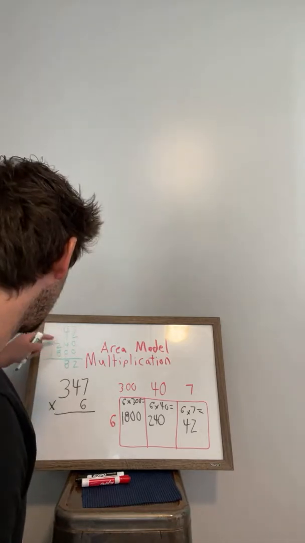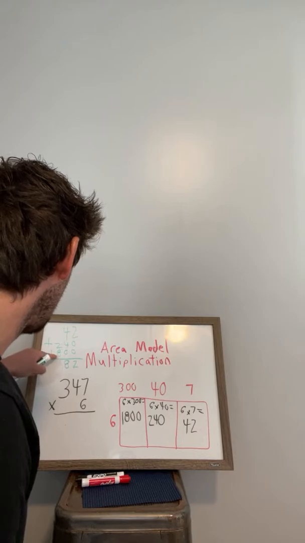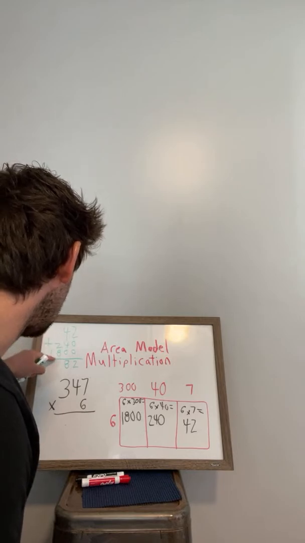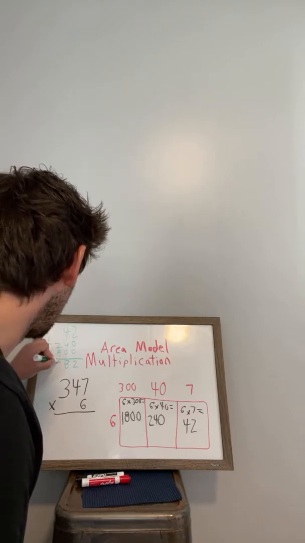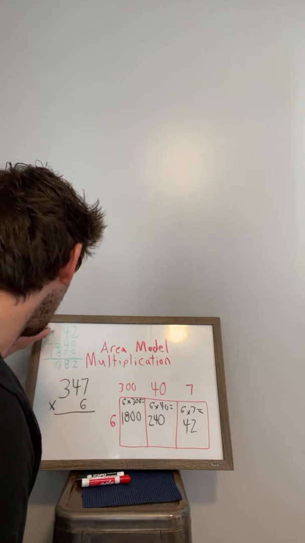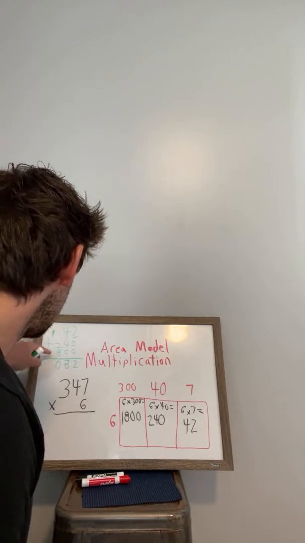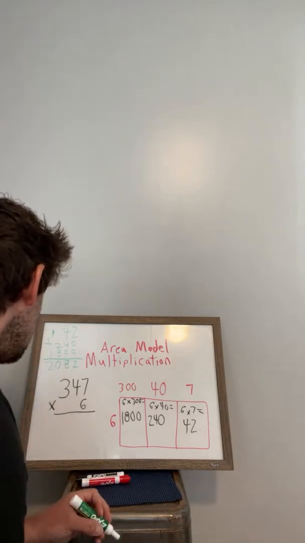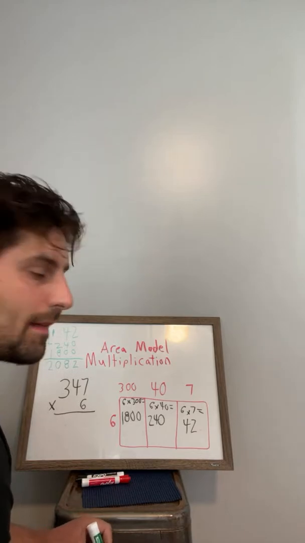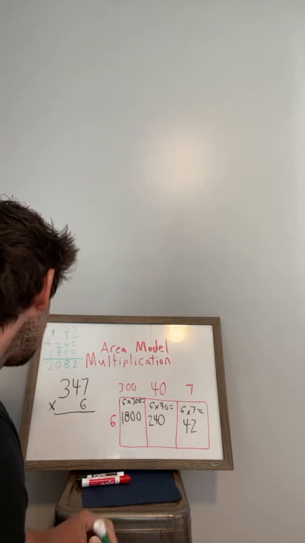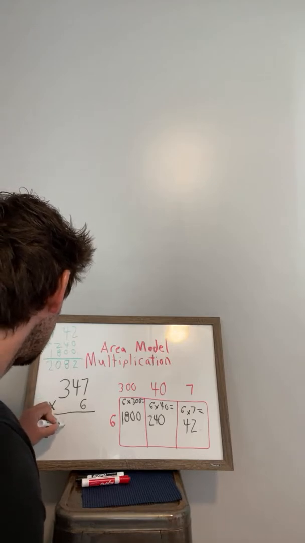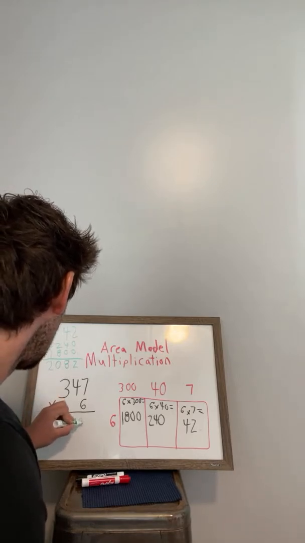So remember, if it's 10 or more when we add up the two digits, we have to regroup. We've got to carry the 1 over. So 2 plus 8 is 10. I'm going to put the 0 from the number 10 here. I'm going to carry the 1 over. 1 plus 1 is 2. And that is our answer. 347 times 6 equals 2,082.